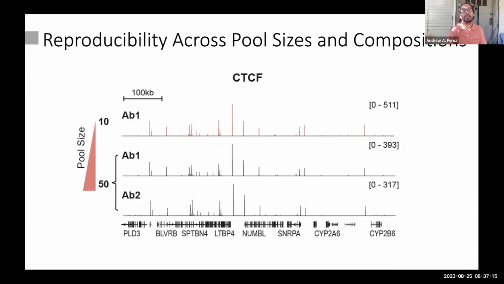Similarly, if we use 2 antibodies to the same protein, for example, CTCF, we don't see any hit or dropout in CTCF signal. So we're not really seeing any competition effects here.